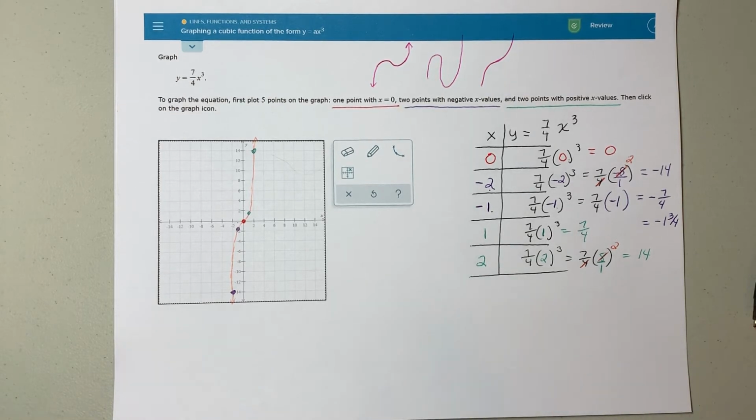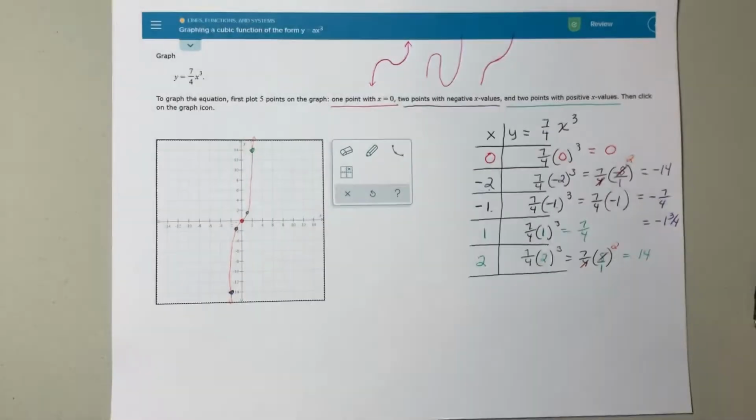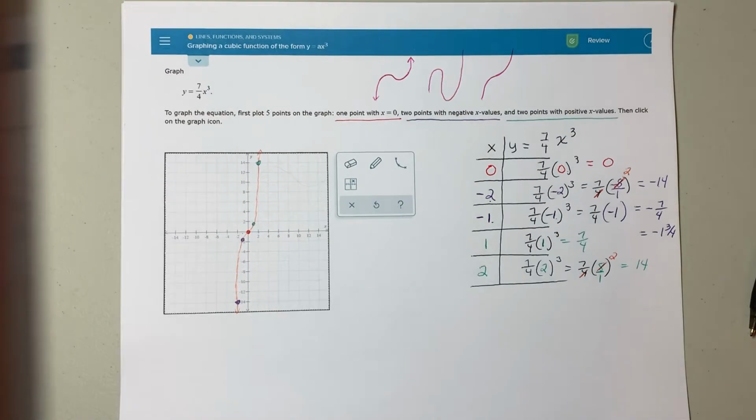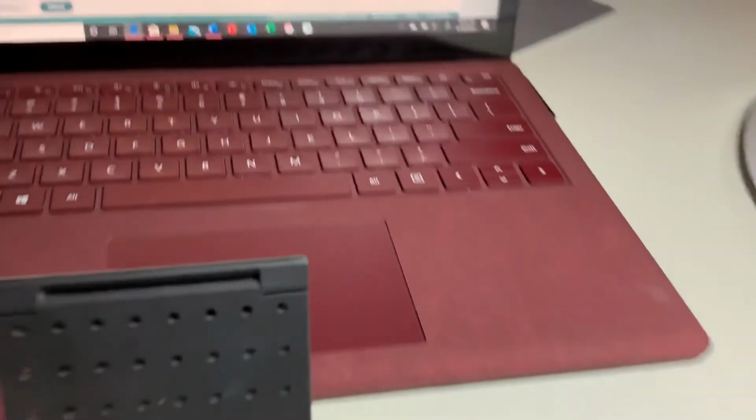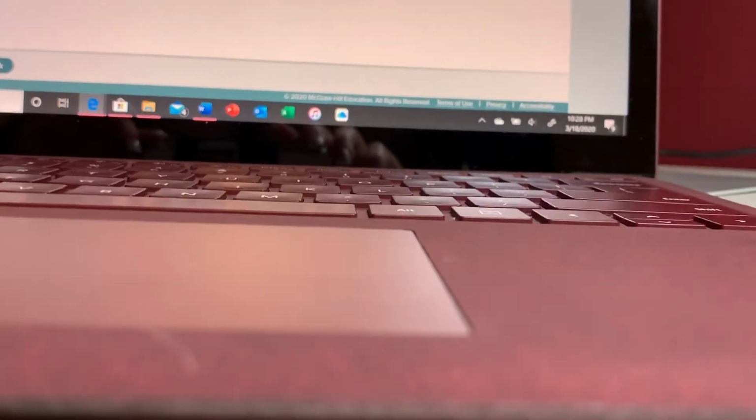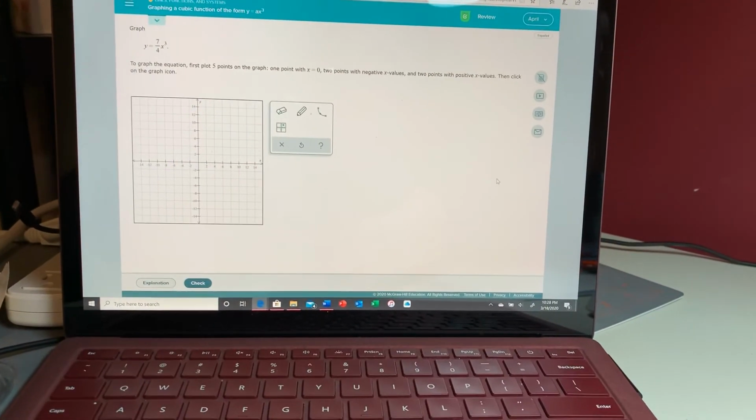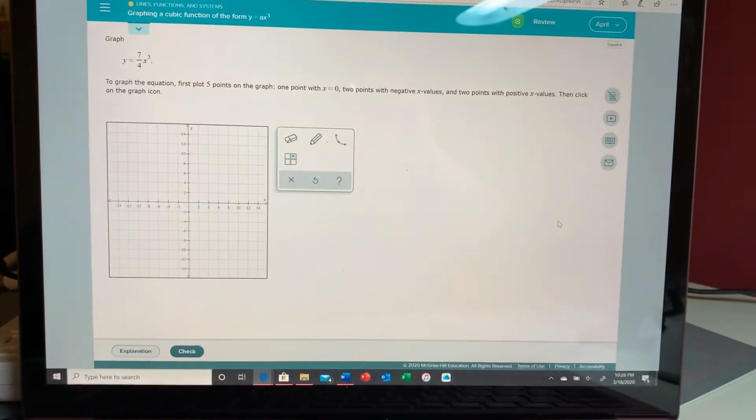Now, in order to do this in Alex, I've got Alex on my computer here, so I'm going to attempt to move my phone and videotape it as I do it on my laptop. So let's move this. I need to be up here. I'm gonna try to hold it with my hand. This should be fun.